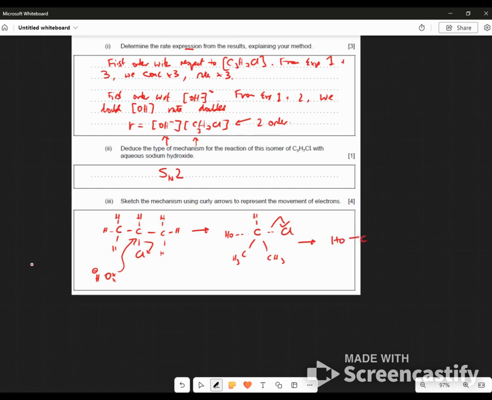OH, CH, CH3, CH3, something like that, and a Cl minus ion. Learn your mechanisms. That's all I've got to say there. All right, if you need help with them, please ask. But this is a classic SN2 mechanism.